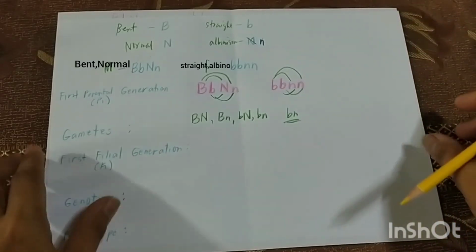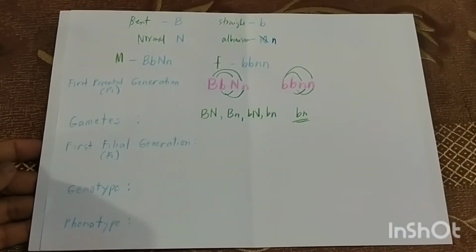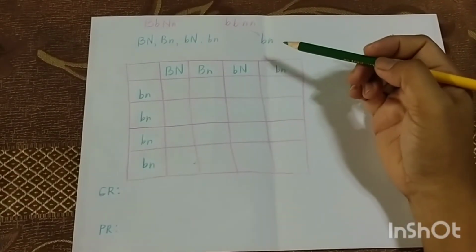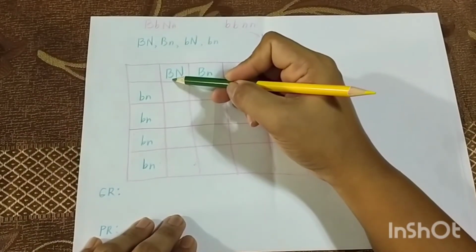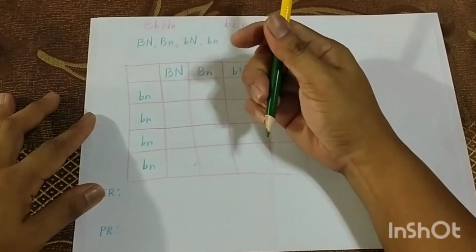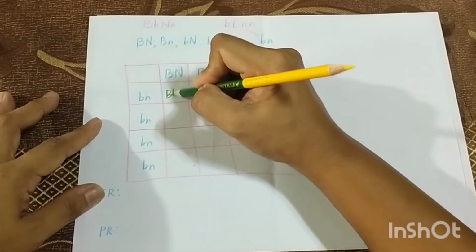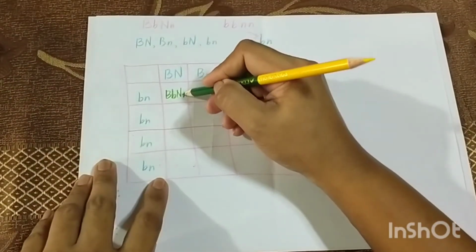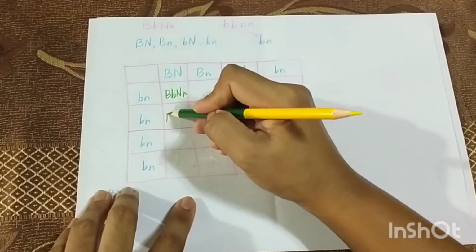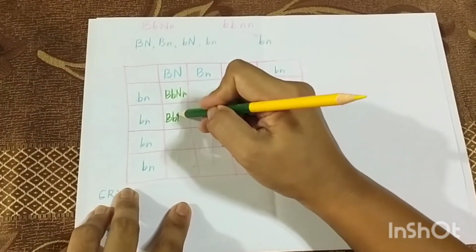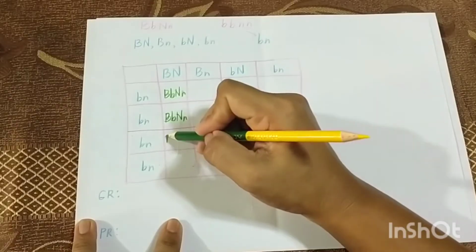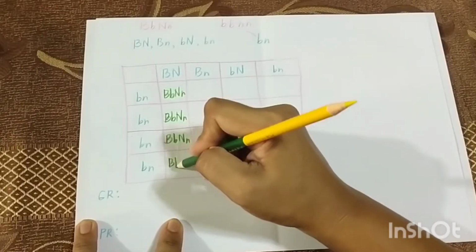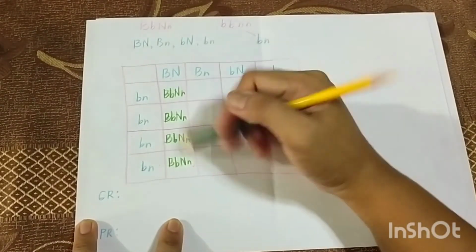Then for our first filial generation, let us have the gametes of the mother and the father. So let us cross. An allele for bent little finger, so we have capital B and small b, capital N and small n. Then we have capital B, small b, capital N, small n, repeated. The same. These four are the same.